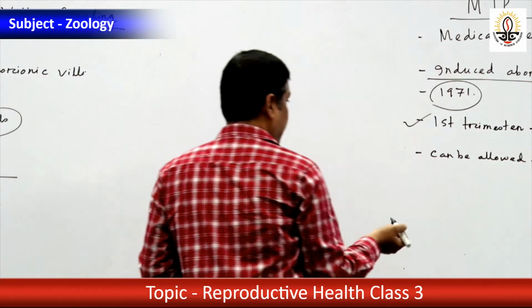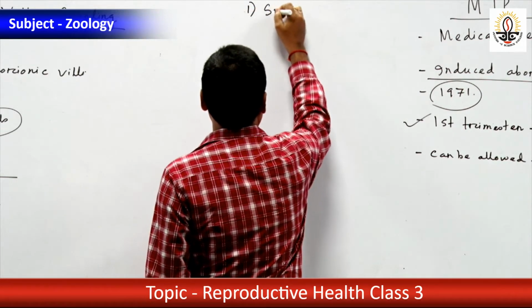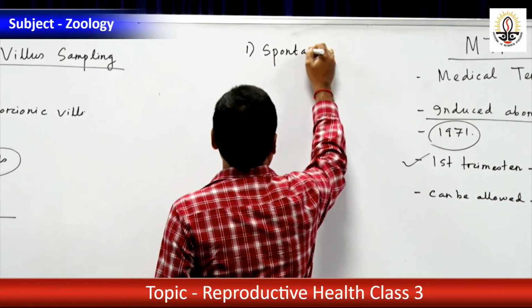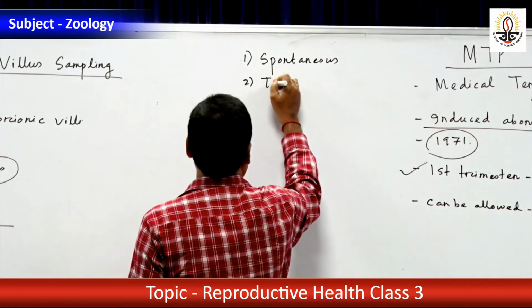So this MTP actually is of two types. One is spontaneous. What is spontaneous? Another one is therapeutic.